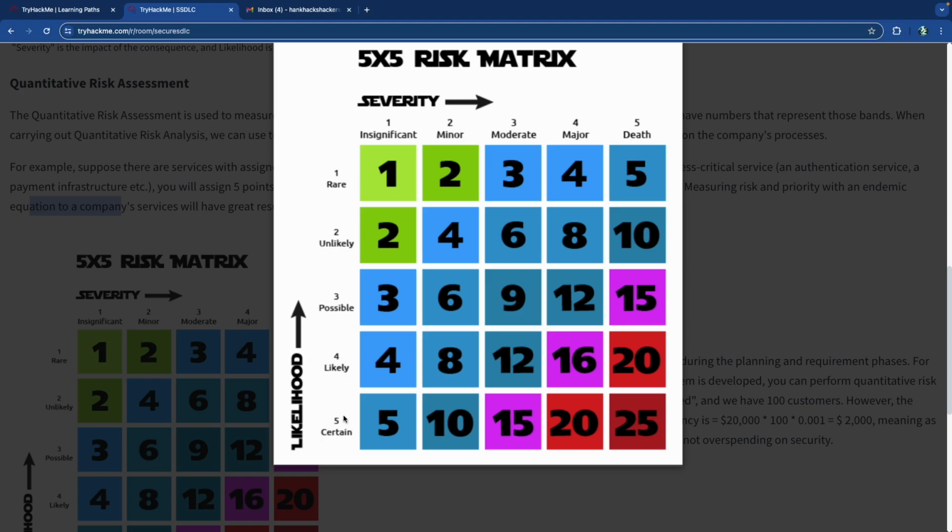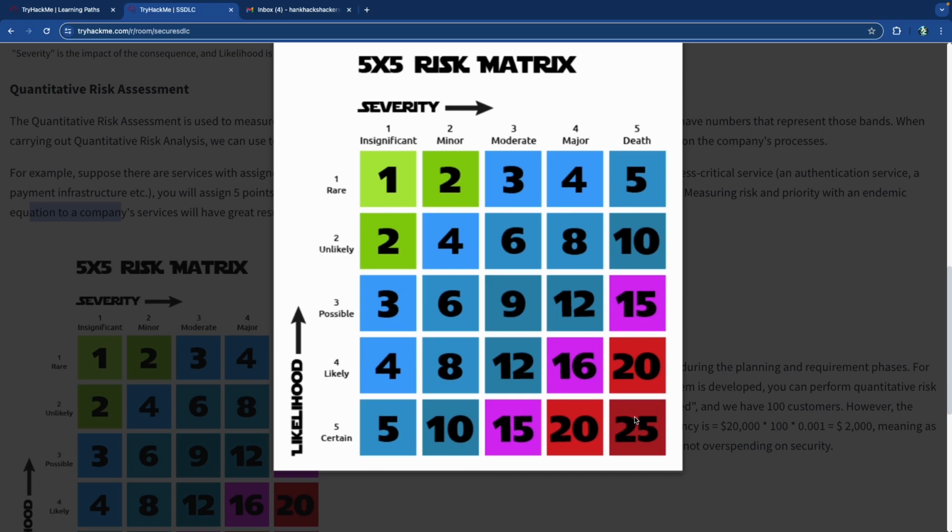But if it's really certain, meaning that it's most likely you're going to get attacked, and the severity is death in this case, so it's really bad, then it's a 25 point risk, which means that you need to take care of that right now. So obviously 25 would be the worst score. 20 is the next one. 16 and 15 are pretty serious and you need to address them.